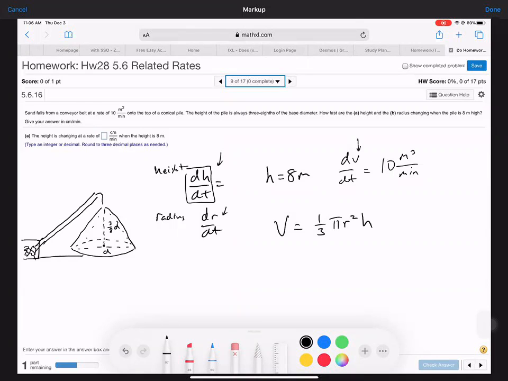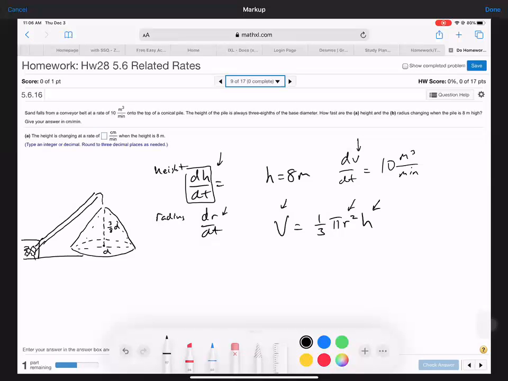One thing for sure, we're looking for dh dt, we're looking for dr dt, and we have volume here. Now, my first question to you is, do you really want to take a derivative with R and H? The answer is no. You don't want to take a derivative with all these variables if possible.